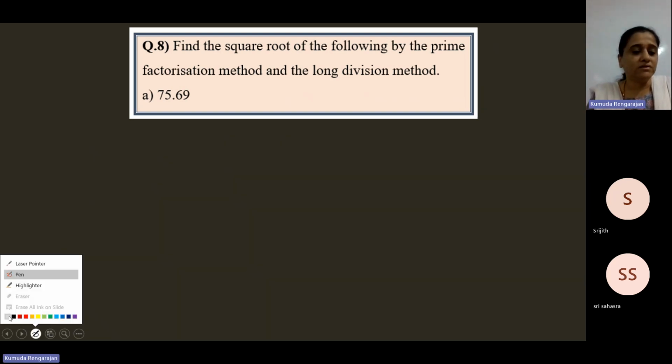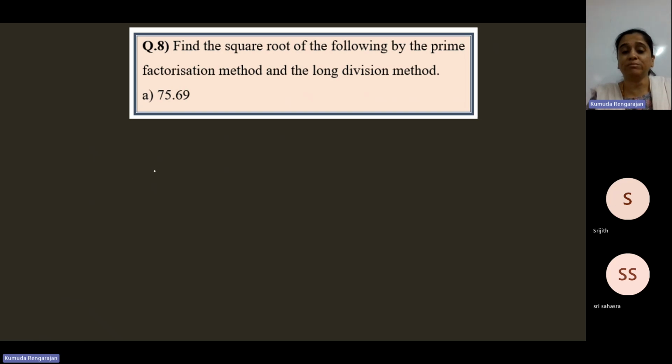Now, later we'll learn how to find the square root of an imperfect square, say like 5. Find the square root of 5. 5 is not a perfect square because 2 into 2 is 4. 3 into 3 is 9. So 5 is not a perfect square. Now the question will be find the square root of 5 using the long division method. In that case, what you have to do is, 5 means what?